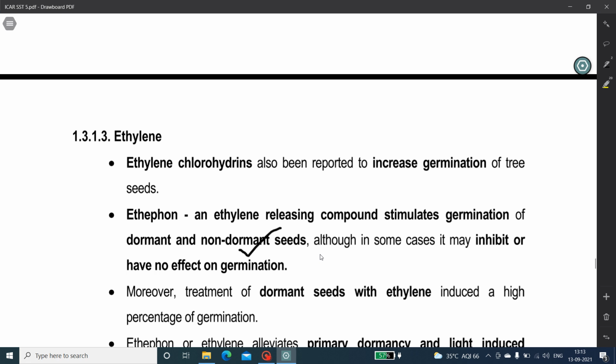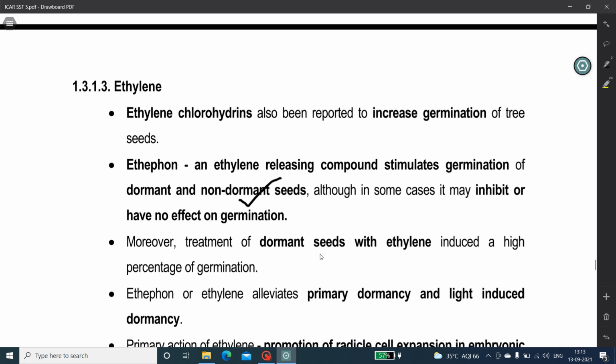And it is observed that the embryonic axis of non-dormant varieties of peanut actively produces ethylene during germination, whereas those of dormant varieties produce only a low level of ethylene when imbibed.